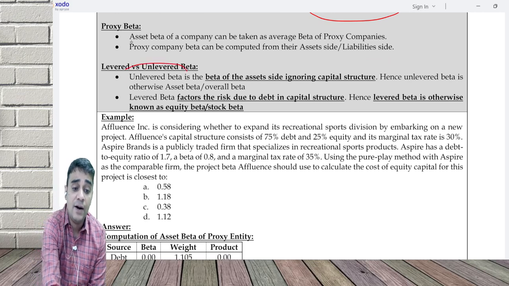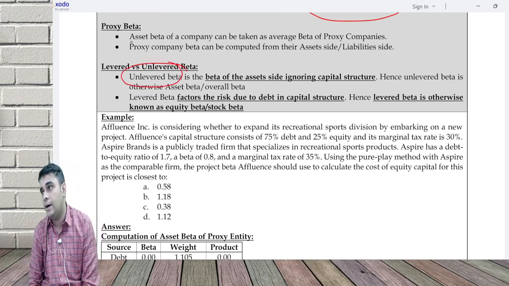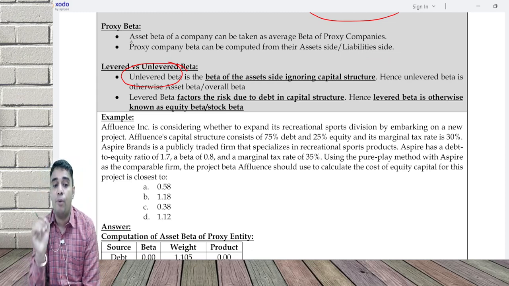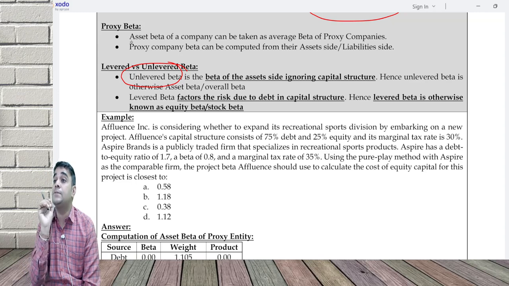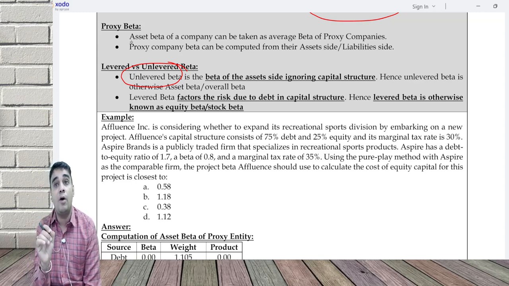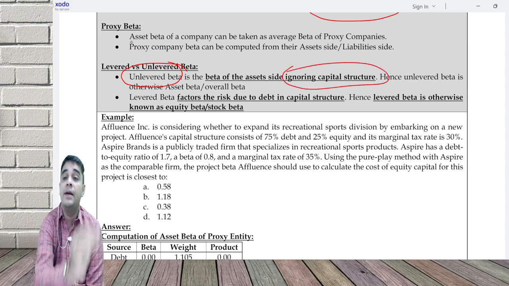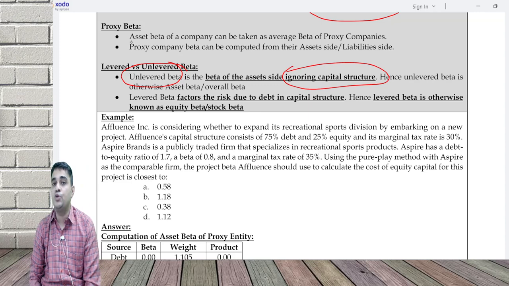Now unlevered beta. What is unlevered beta? It is beta without any borrowing. Unlevered means you do not have any borrowing. So unlevered beta is basically the beta of the asset side, where you ignore the capital structure. Suddenly you say, I want to do 80-20. I'm saying I'm least bothered.